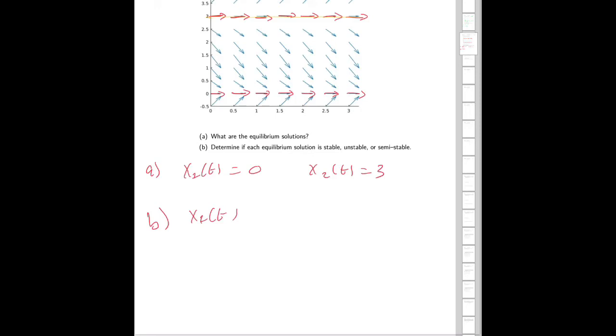Okay, B, I'll do x1 of t first. Is it stable or unstable? Well, if you start a little bit below 0, the vectors are pointing up. If you start a little bit above 0, the vectors are pointing down. And so x1 of t equals 0 is stable. And for similar reasons, x2 of t equals 3 is unstable.